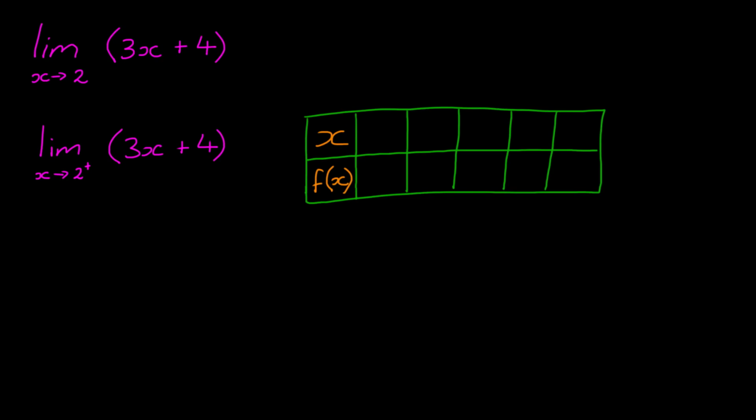So we draw ourselves a table and we start considering values that are close to 2 and getting closer. So I've chosen the values 3, 2.5, 2.1, 2.01 and 2.001. Each of these values is on the positive side of 2 and is getting closer and closer to 2, so we are approaching that value 2.